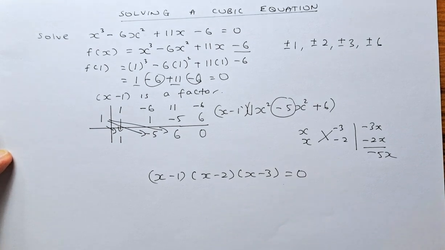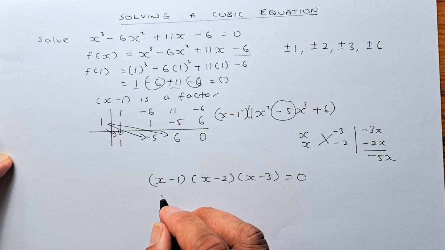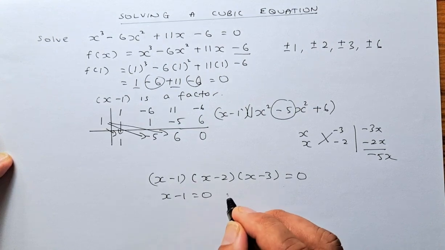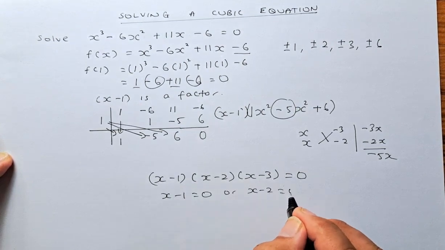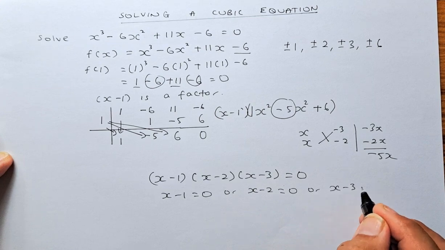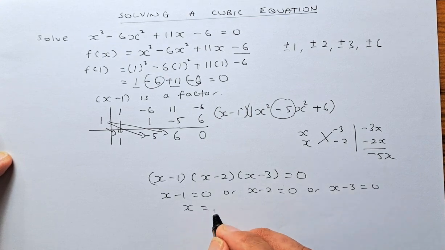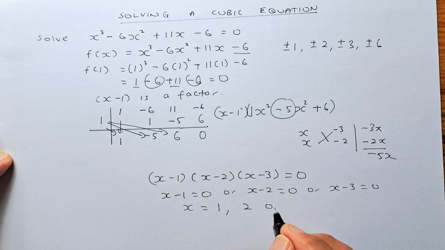And to solve the cubic, you just reverse. So x minus 1 equal to 0, or x minus 2 equal to 0, or x minus 3 equal to 0. So x is equal to 1, 2, or 3.